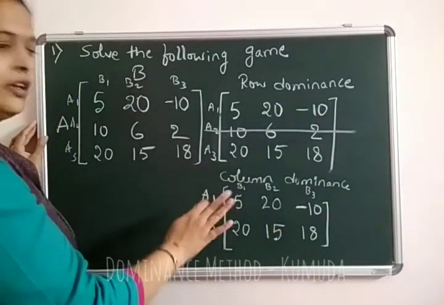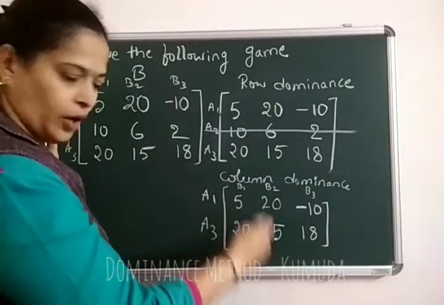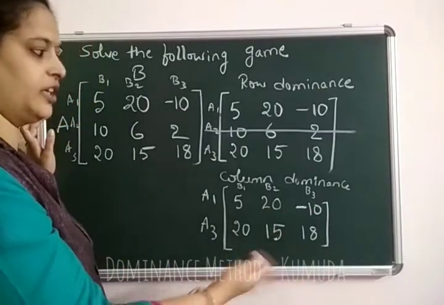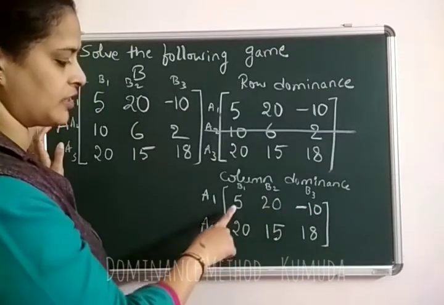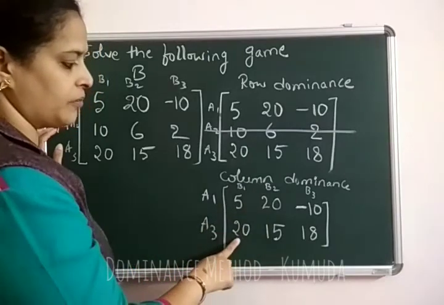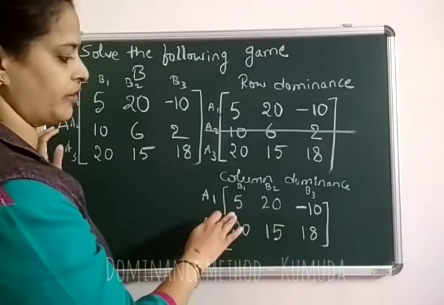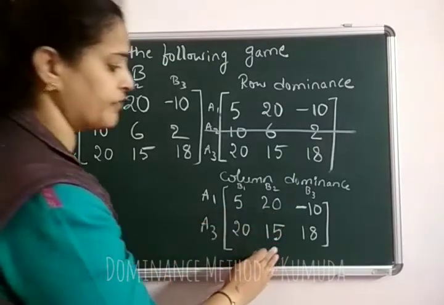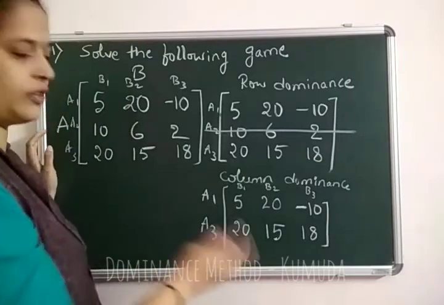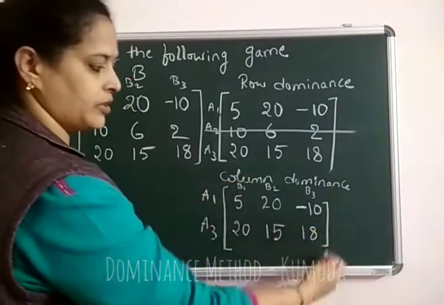Now after the row dominance, we try to do the column dominance. That means every column is compared with every other column for the dominance relationship. Now we can see the first column compared with the second column. 20 is more than 5, so the first condition is satisfied, but 15 is not more than 20, so there is no column dominance.